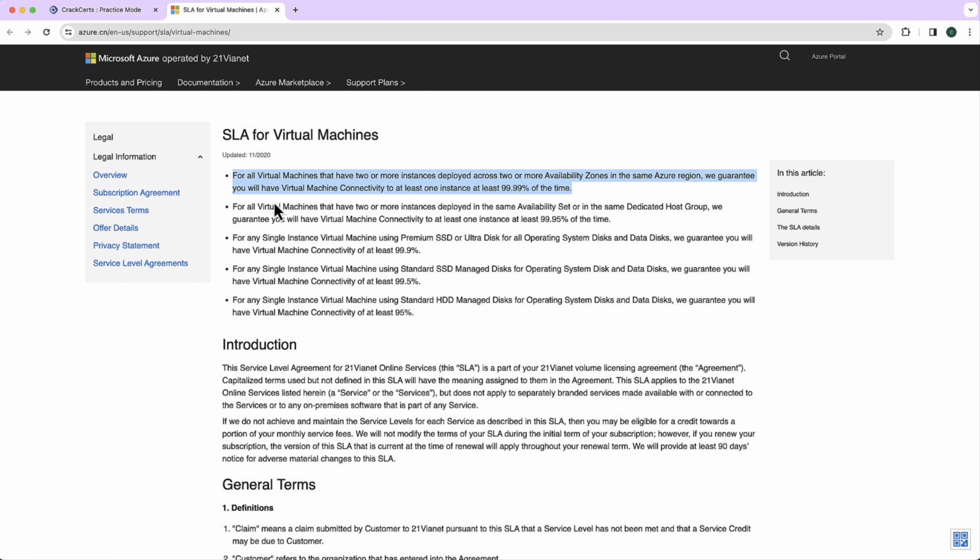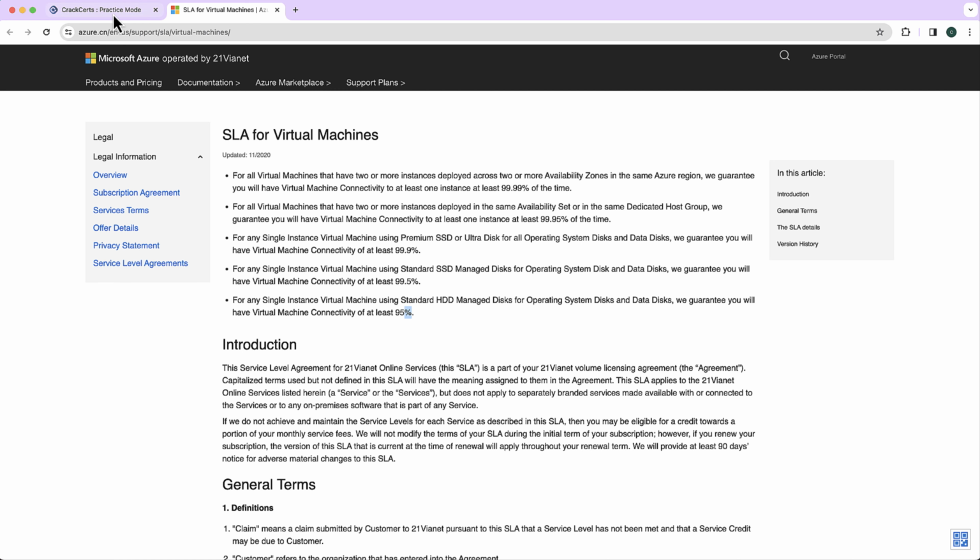So it clearly mentions that if you need to have 99.99% uptime, you must deploy your virtual machines to 2 or more instances across 2 or more availability zones. The rest of the points are for different levels of uptime. This is for 99.95%. This is for 99.9%. There are 3 nines. We are looking at 4 nines, and the rest of them are 99.5% and 95%.